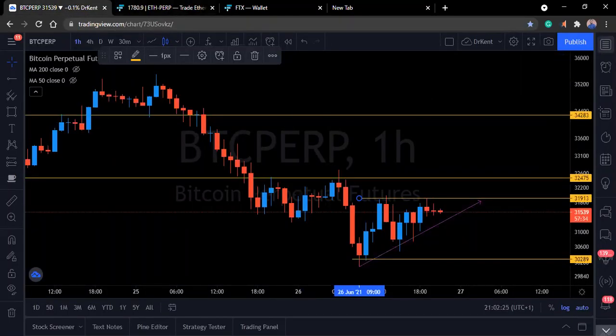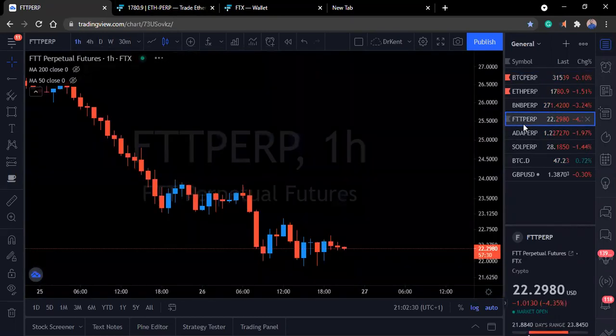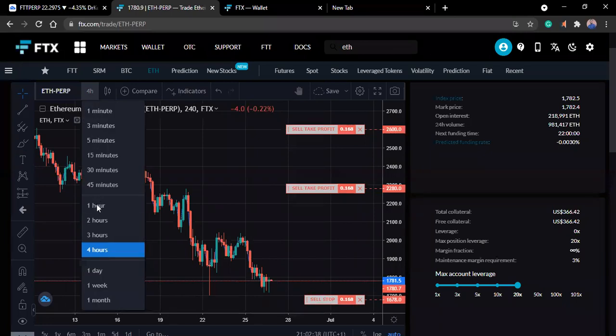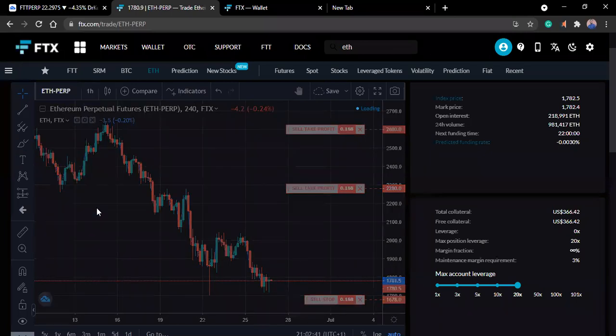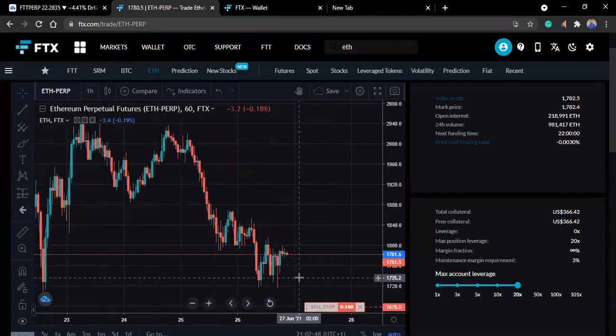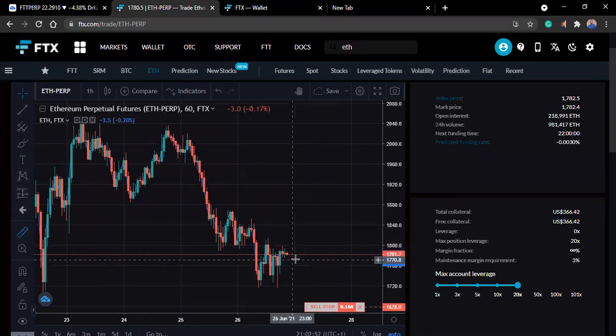So let's say I want to trade FTT. See the way it's looking. Okay, let me go back to here. This is Ethereum. Okay, let's say I want to trade Ethereum. And the way this market is looking, let's say I want to do a quick sell. This market looks like it wants to go down a little. So let me calculate that.